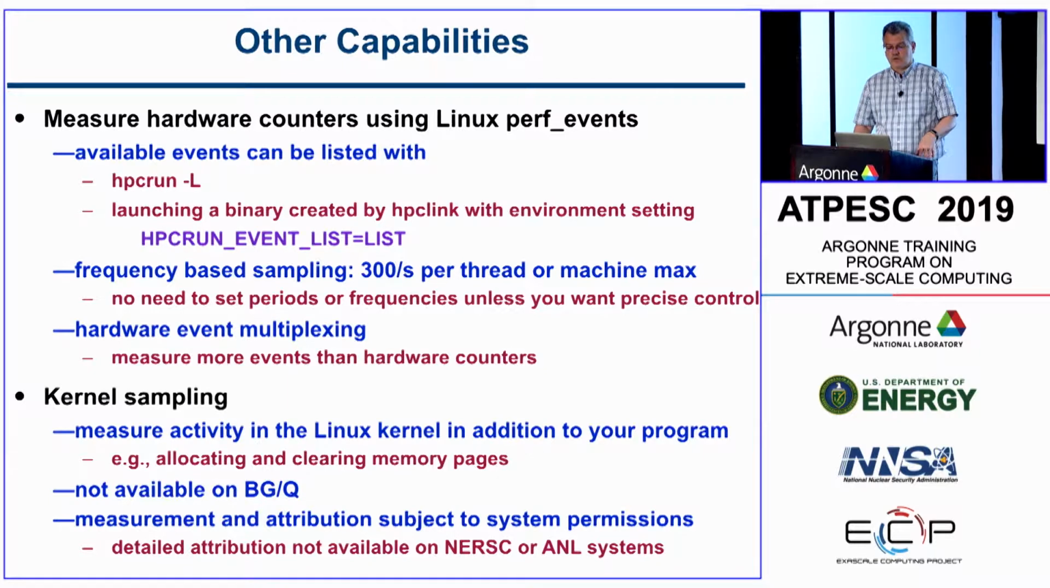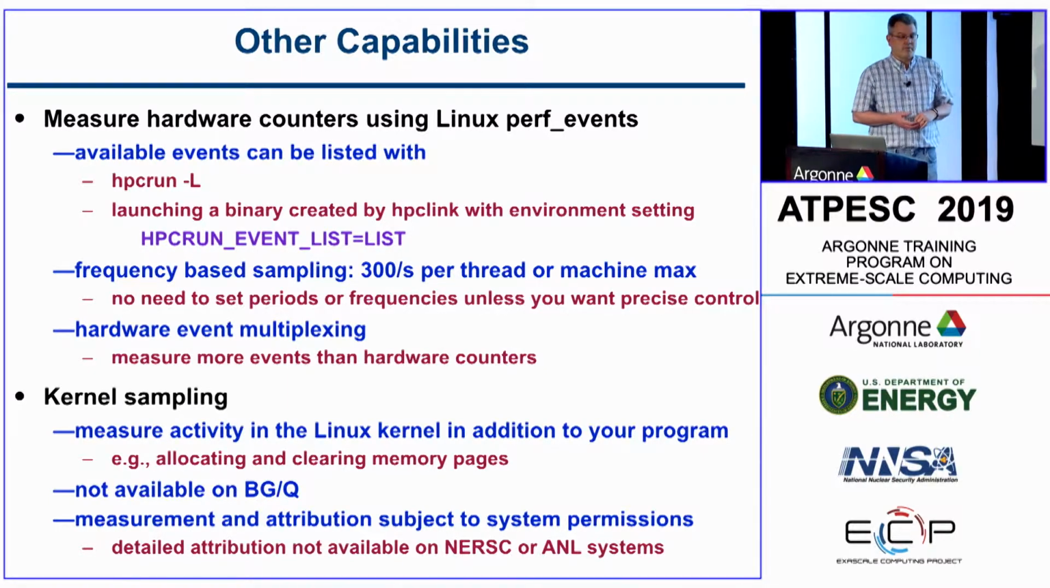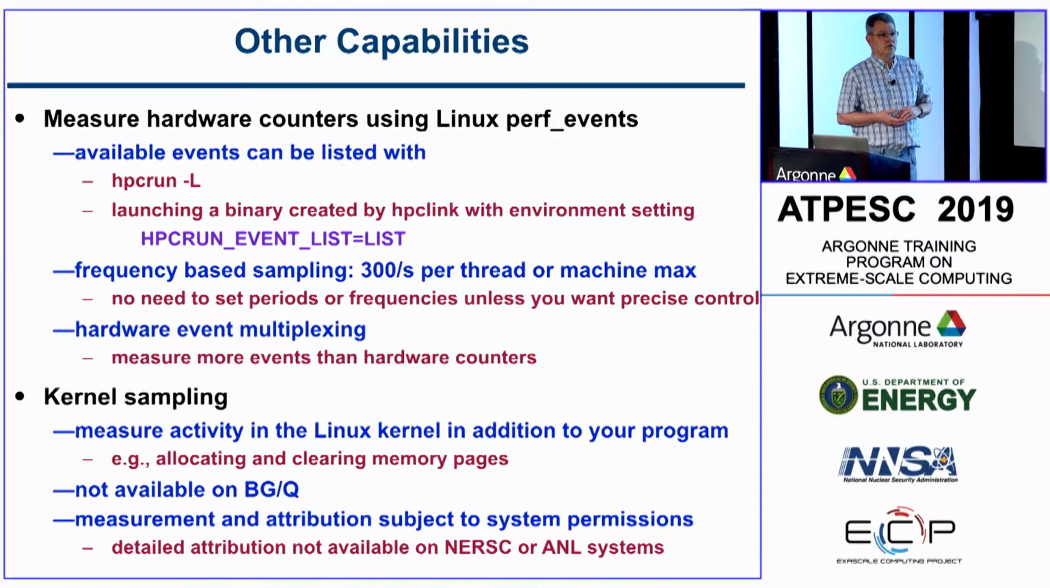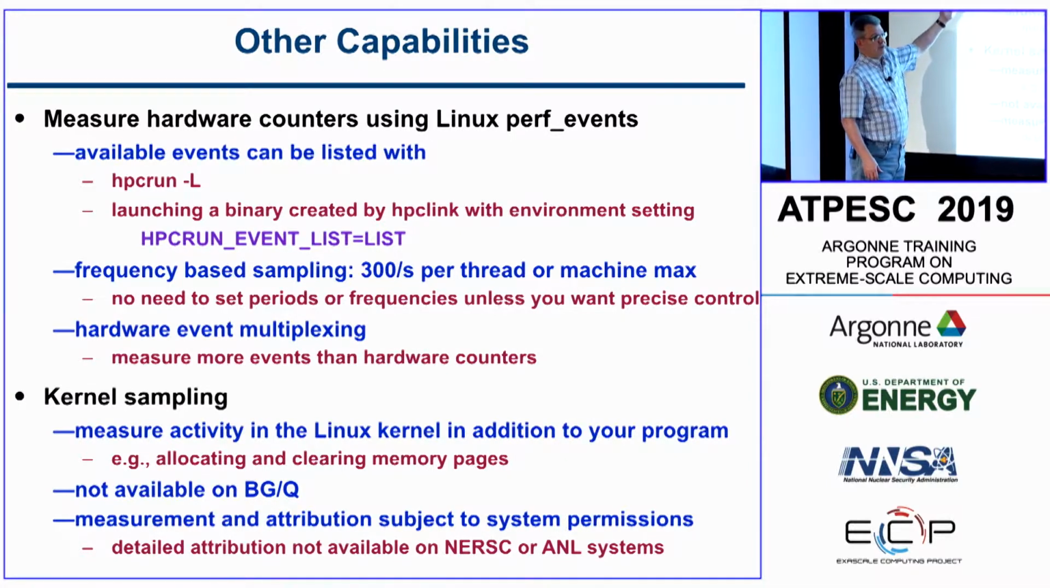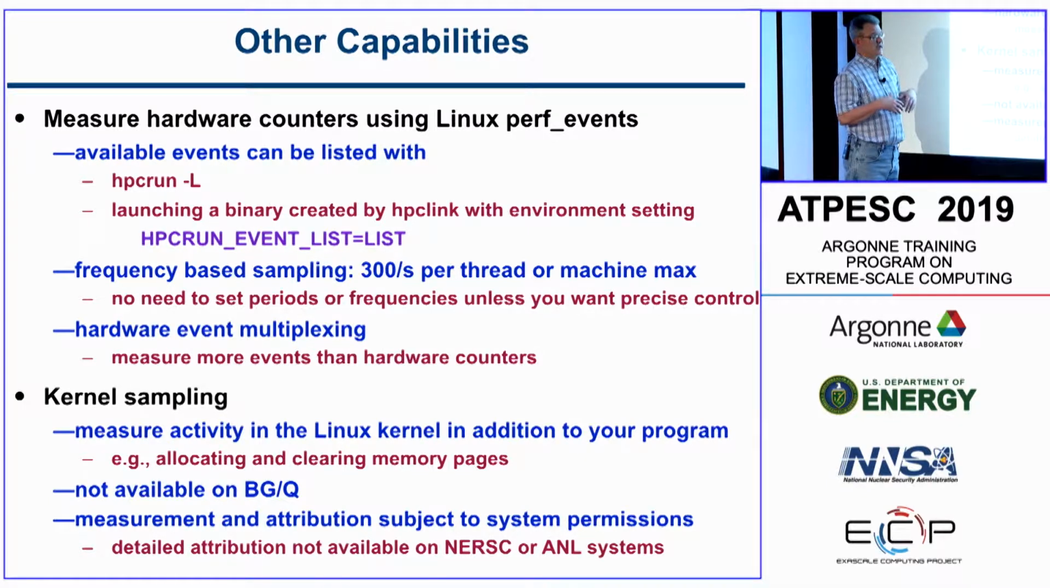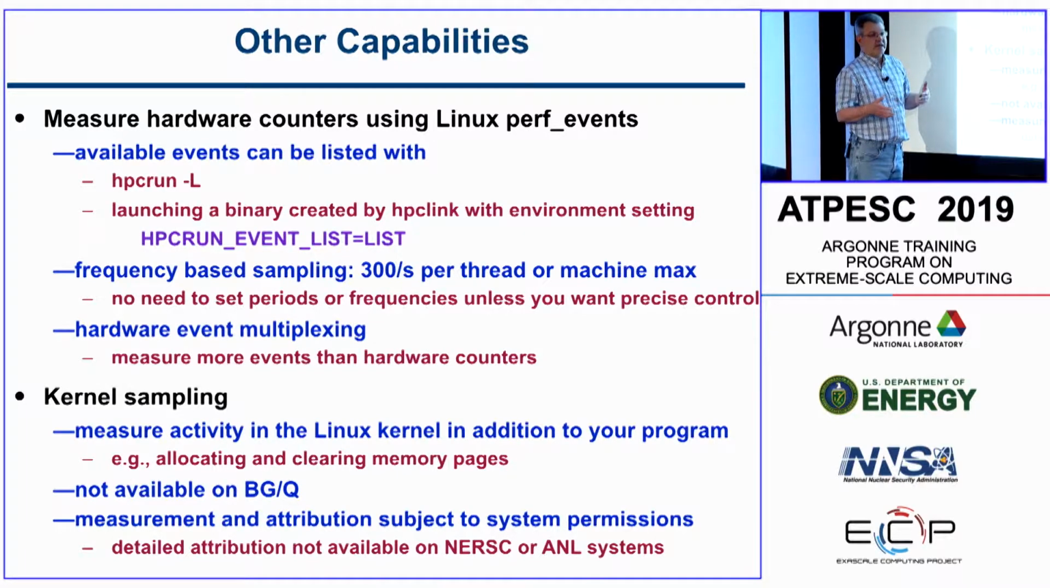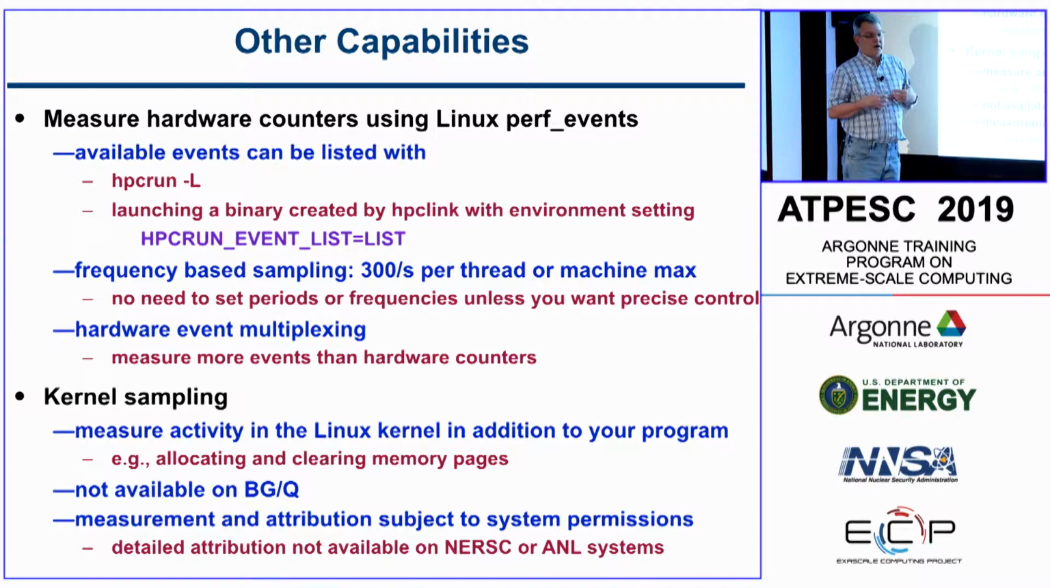So a couple of final notes about other things that we can do. We can measure hardware counters. We're using the Linux facility for doing that, called perf events. And so we can do things like frequency-based sampling to say, I want to sample 300 times a second, and then the subsystem in the kernel will figure out exactly how often to monitor this in order to deliver samples at the desired rate. It can multiplex different events, and so typically these systems have only a few hardware performance counters, and if you want to measure a large number of events, then the perf event system will multiplex that.